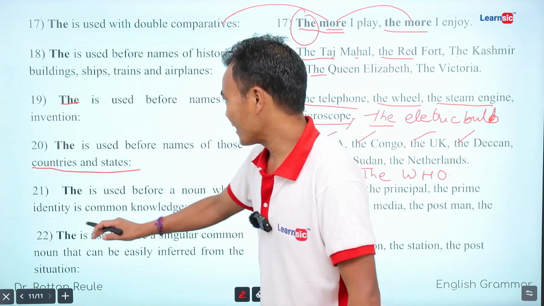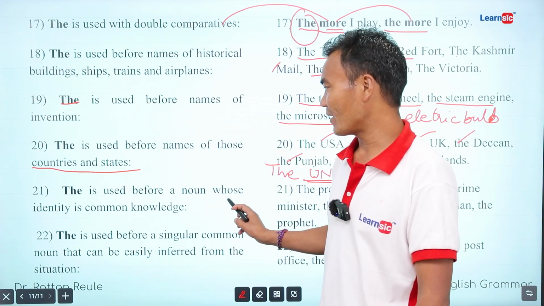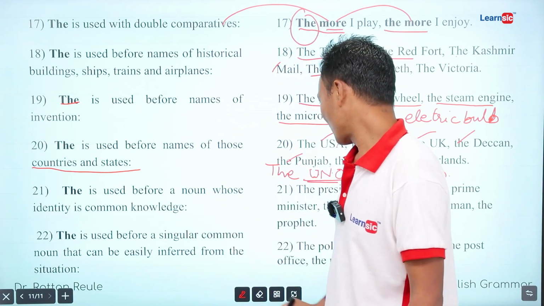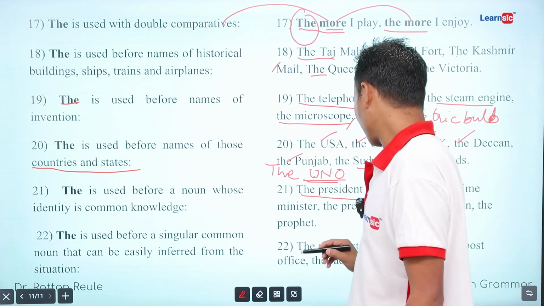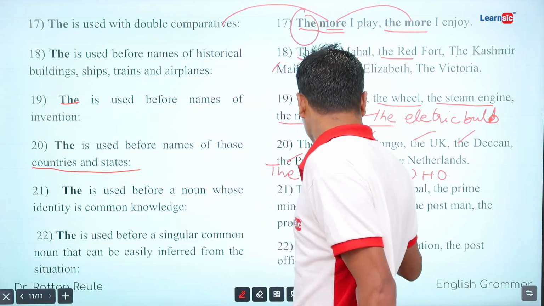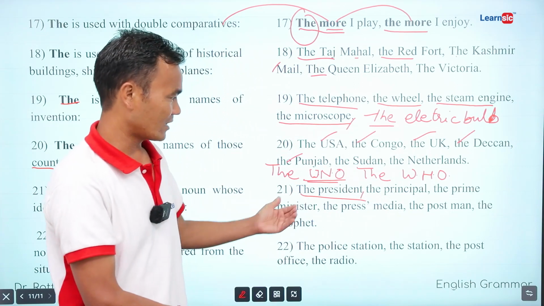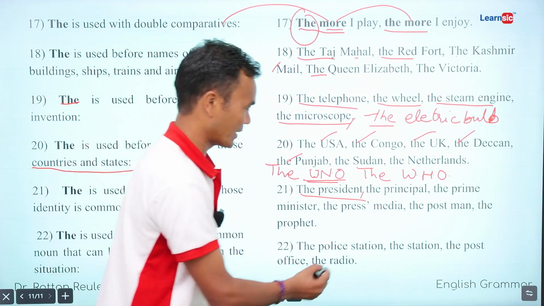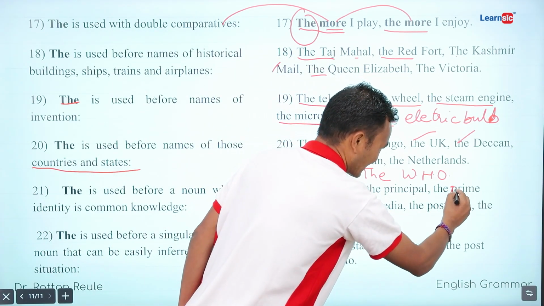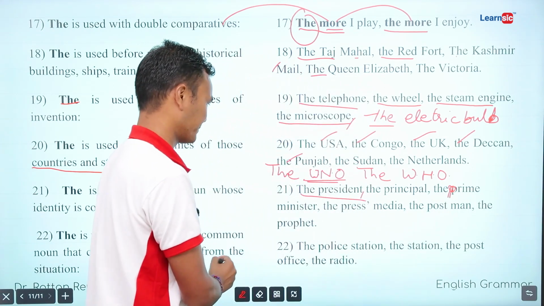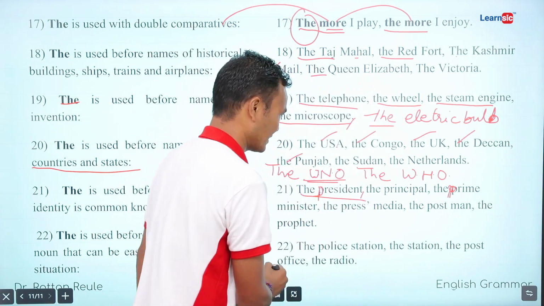And finally, quickly I move to this. "The" is used before a noun whose identity is common knowledge, like the post, the president, the principal. Here the president, the principal, the prime minister, the press, the media, and the postman. But we have to take care of that. In that case, the P should be capital.